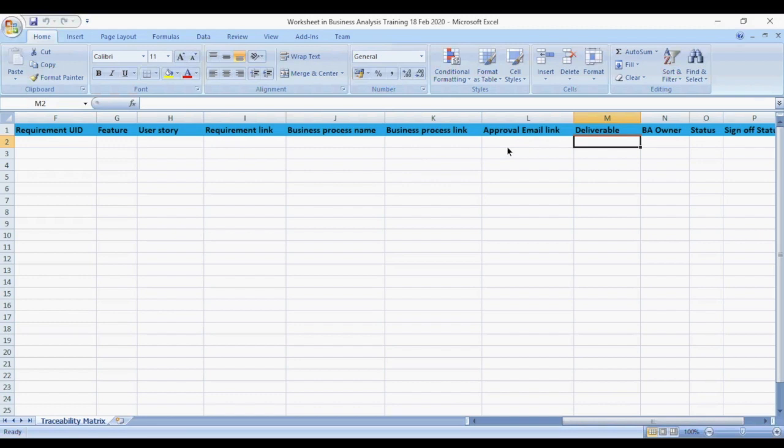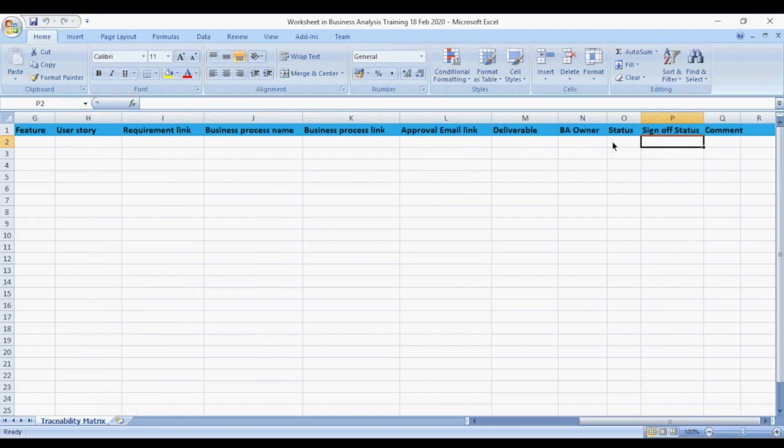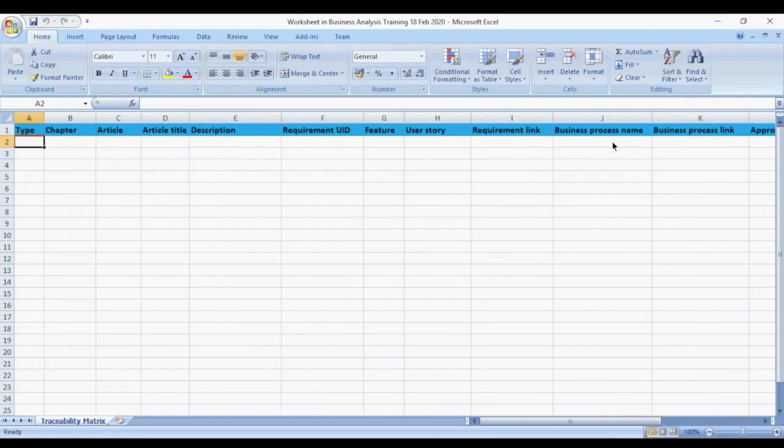It could be that you have process maps. It could be that you've documented a form to be sent to the data owner to request the consent. It could be that you put a system capability in place so that any data that does not have a consent is flagged. So you could have so many deliverables here. Then who is the BA? Then the status: has it been signed off? So this is just tracing your requirements, maybe high level requirements or detailed level requirements, to the deliverables.